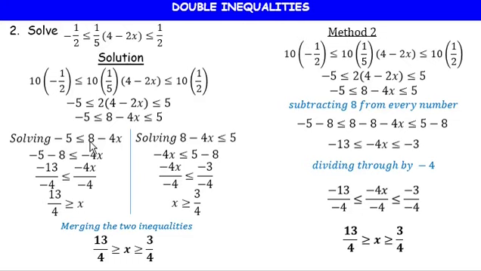So here we can decide to bring this 8 to the left side so that it becomes negative. So we are going to have -5 minus 8 less than or equal to -4x. So -5 minus 8 gives us -13 less than or equal to -4x. Then we divide both sides by -4, right. So we are going to have -13 over -4, and that gives us +13/4.